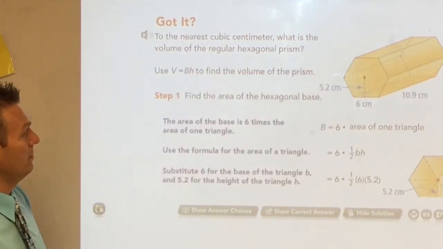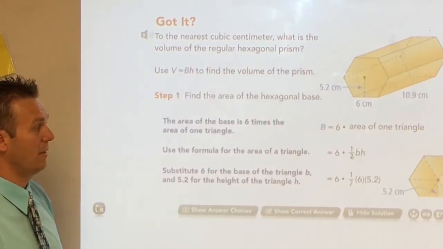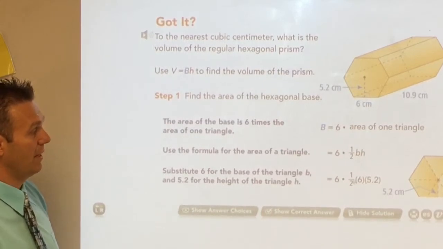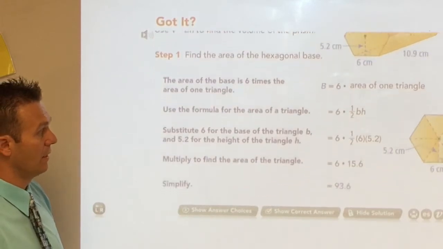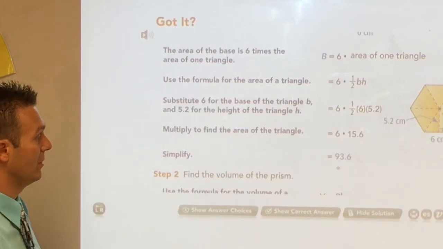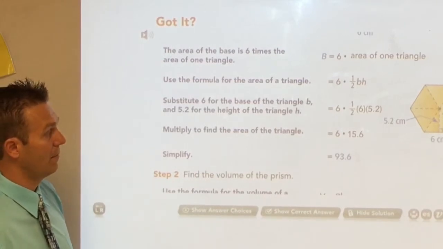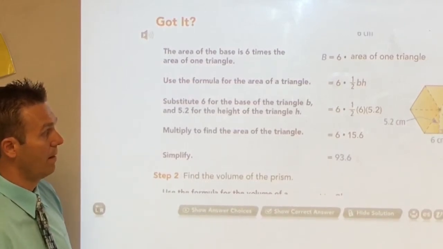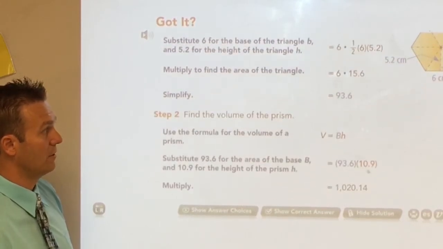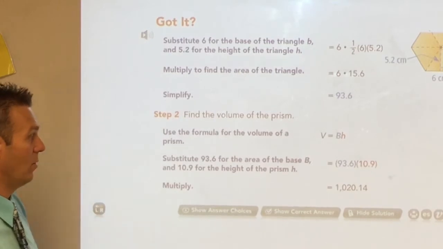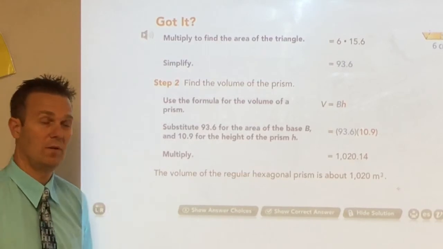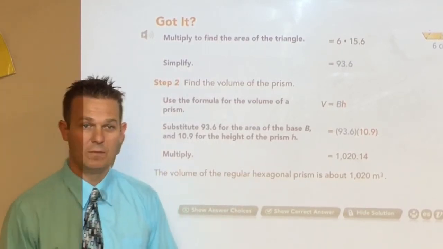And so the solution, finding the base first, is 6 times 1/2 base times height. We're going to use 6 times 5.2 divided by 2, and we're going to get 15.6. Multiply that by 6, you get 93.6. And then the next step is to multiply base times height, which is 10.9, and you get that number 1020.14. So you round to the nearest whole number, and it's 1020 meters cubed.